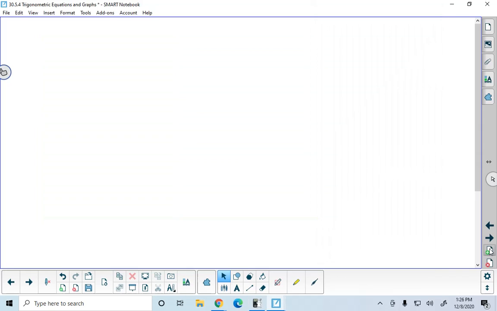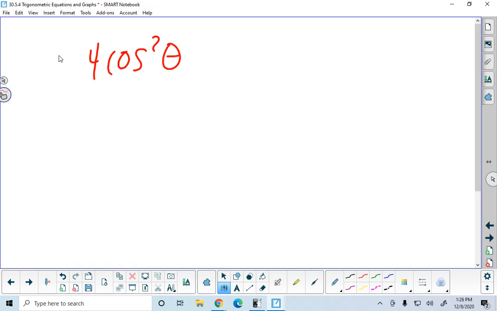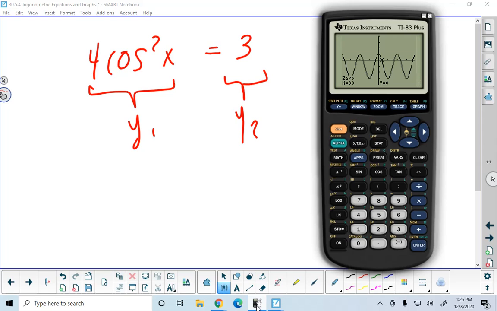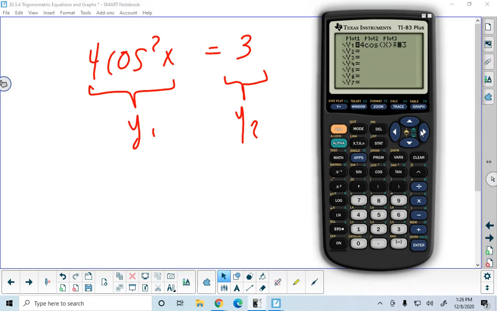I prefer, it's just a preference, to graph x, theta, I don't care. I prefer to move the 3 over and graph y1 equals 4 cos squared and y2 equals 3, for the sole reason that for me anyway, it's simpler on a calculator to find intersection points rather than x-intercepts. What this is going to look like is we will not have the -3 here. We're going to have +3 for y2.